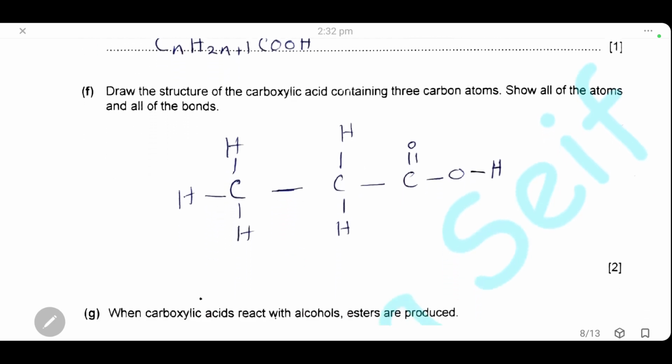Here we want to draw the structure of the carboxylic acid containing 3 carbon atoms. Show all atoms and all bonds. Remember, when you are drawing a carboxylic acid containing 3 carbons, the carbon in the carboxylic group is considered carbon number 1, then this one is carbon number 2, this one is carbon number 3. Then we will add the hydrogen atoms to complete 4 bonds around each carbon. And don't forget that you have to show all the bonds, even the bond between oxygen and hydrogen.